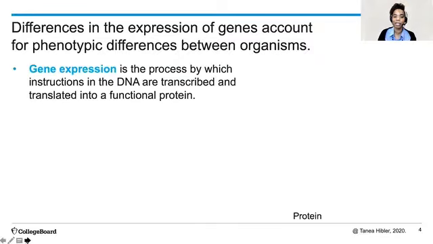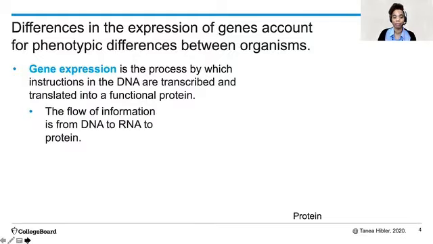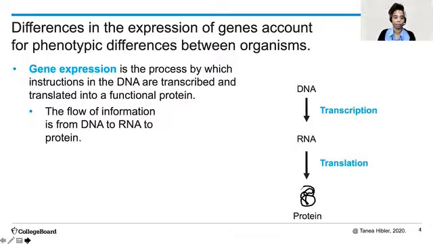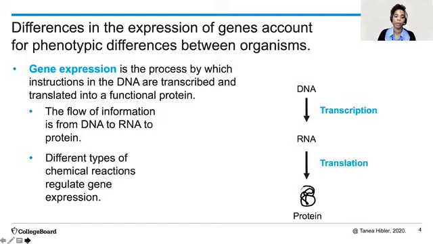Gene expression is a process by which instructions in the DNA are transcribed and translated into a functional protein. The flow of information is always from DNA to RNA to protein. When you go from DNA to RNA, that's transcription. And then when you go from an RNA to a protein, that's called translation. Different types of chemical reactions ultimately are going to regulate gene expression.